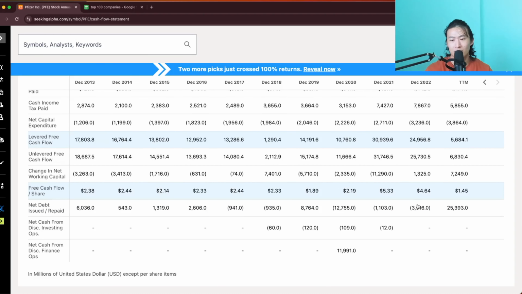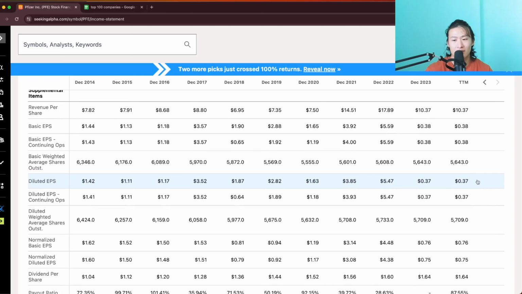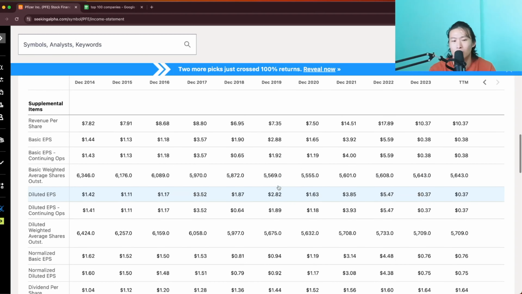So now let me give you my fair value estimation of Pfizer. We can see that their free cash flow per share is $1.45 to $2.38, excluding the pandemic years. And their EPS is 37 cents to $3.52, again excluding the pandemic years. For me, it seems like in most of their years, EPS is lower than their free cash flow, with the exception of 2017 and 2019. Again, we're going to ignore the 2021 and 2022 numbers.